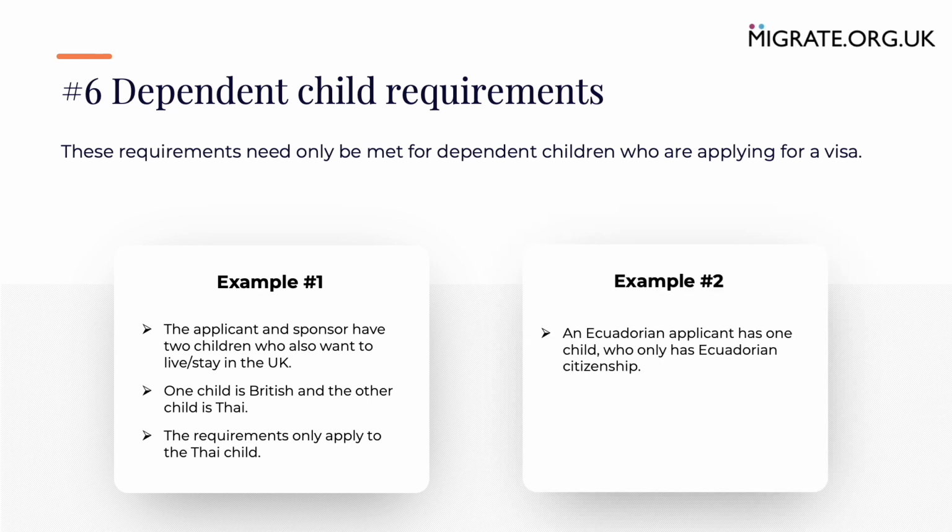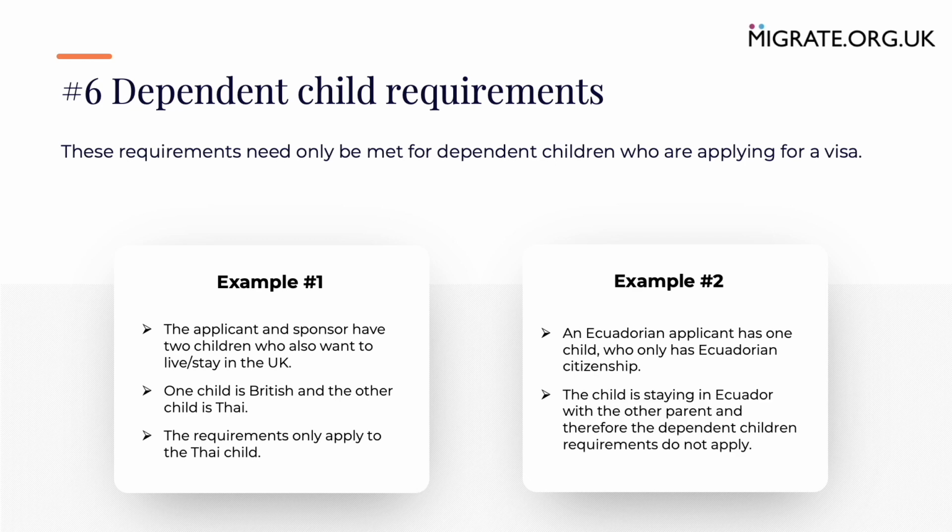Example 2. An Ecuadorian applicant has 1 child who only has Ecuadorian citizenship, and unlike the first example, the child is staying in Ecuador with the other parent, and therefore the dependent children requirements do not apply. Therefore, if you're not applying with any children, feel free to skip the rest of this video.